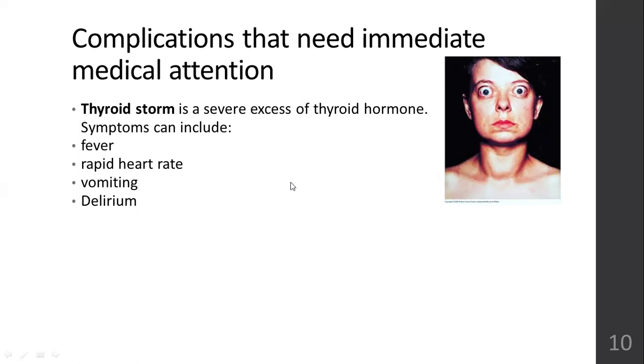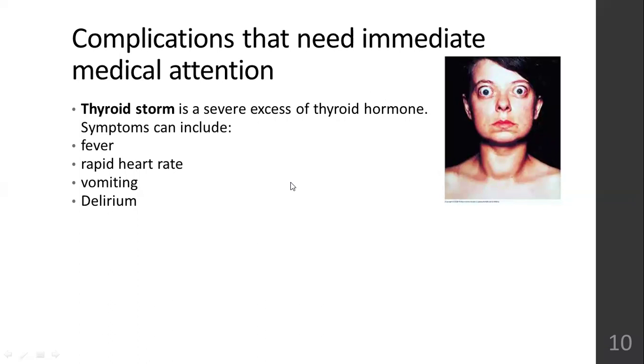Thyroid storm. A sudden rush of a high amount of thyroid hormones, that is what we call thyroid storm, is a severe excess thyroid hormone situation. Symptoms are fever, rapid heart rate, definitely vomiting will start. The person will have delirium. Delirium means you do not know where you are. You talk something, you are not in this reality, okay? That is delirium. Okay, you're not conscious, you're confused, disoriented, not able to think or remember clearly, and it happens suddenly. Okay, that is delirium.